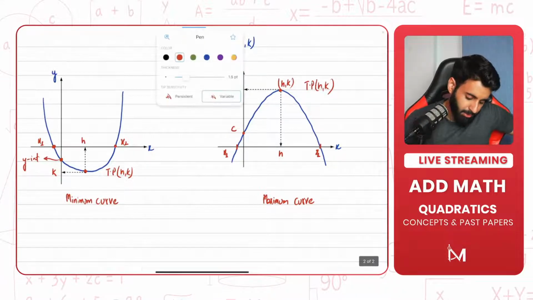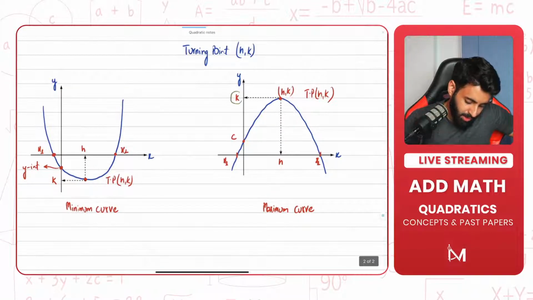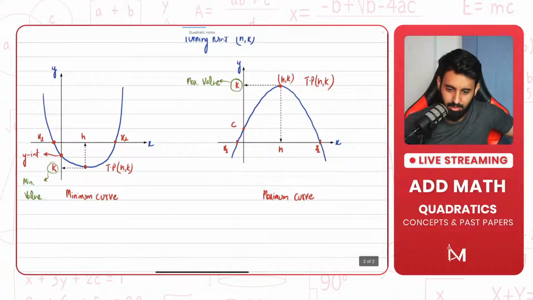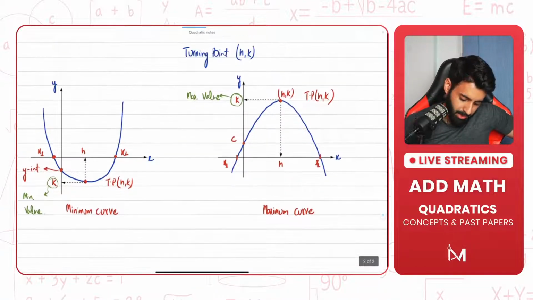Now remember, the reason why we call it a maximum curve is because the y coordinate of the turning point is its maximum value, and the reason why we call it a minimum curve is because the y coordinate of the turning point is its minimum value. Okay, so remember that. That's the reason why we call them maximum and minimum curves.